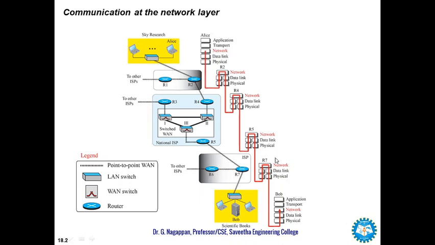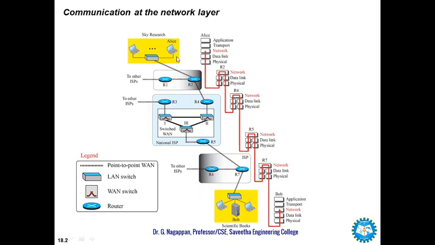So when we take up the internet, it is made up of many networks or links connected through various connecting devices such as routers, switches, LAN and WAN switches and point-to-point WANs. When we consider a typical problem of communication between Alice and Bob at the network layer level, we should understand the role of the network layer at each point. So at the source and destination we have network layers.